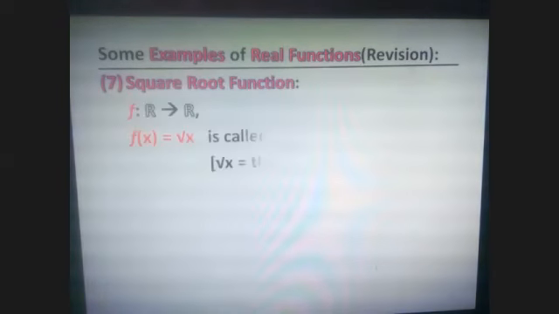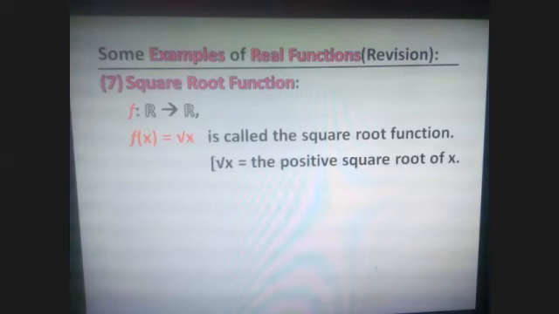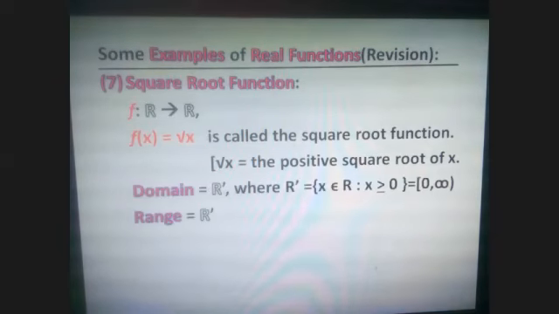Well, square root function, we know, f from R to R, f(x) equal to root x, where root x is the positive square root of x. Domain is R dash. R dash means the set of non-negative real numbers. Range is also R dash, you know it.